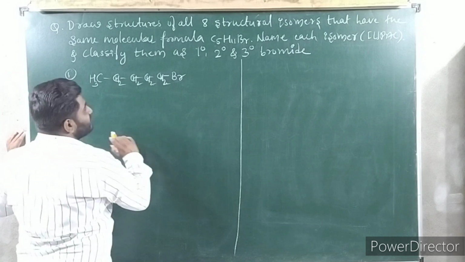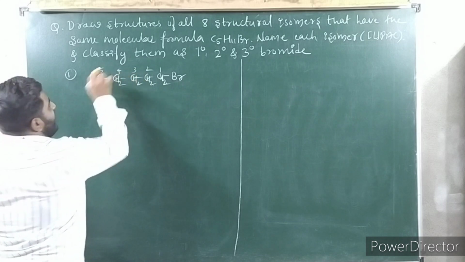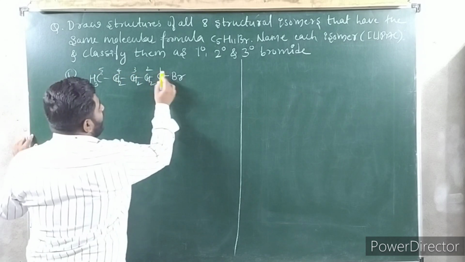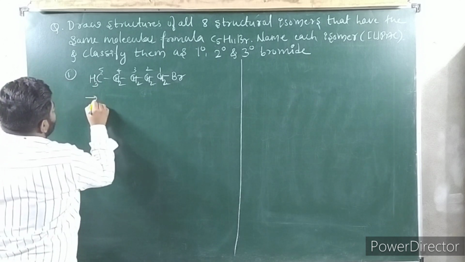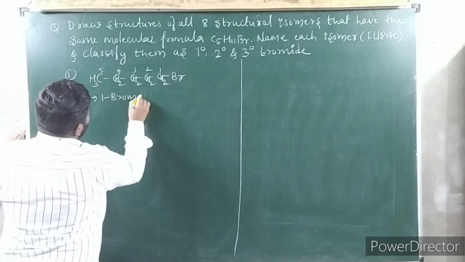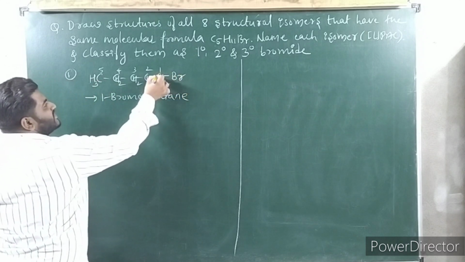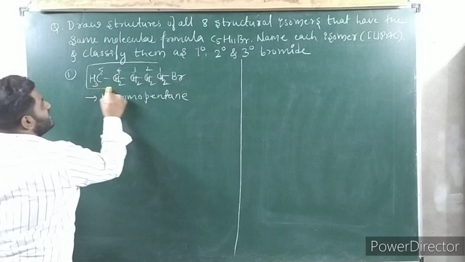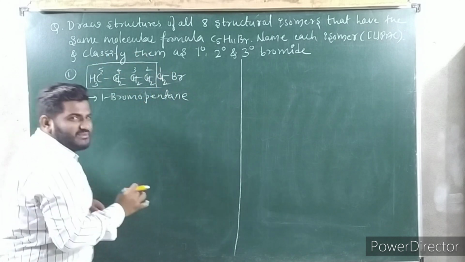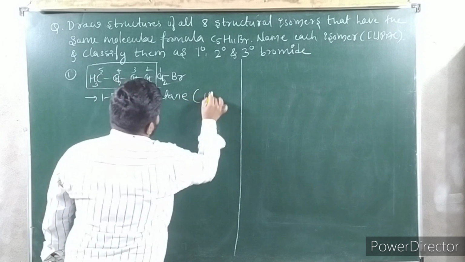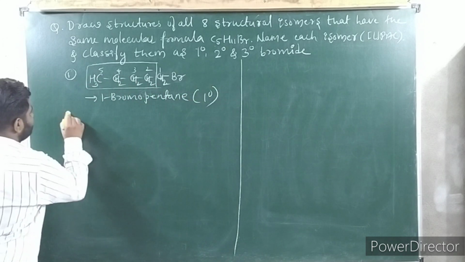What is the name, guys? See, this way you have to name it. 1, 2, 3, 4, 5. So what is the name? 1-bromopentane. And you see, the bromine attached carbon is having only one substituent. Therefore, it is a primary bromide. Correct or not? Yes. Second case.